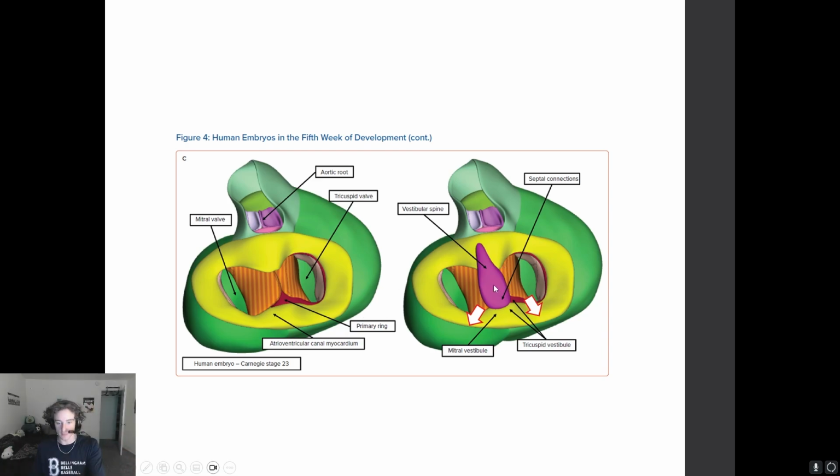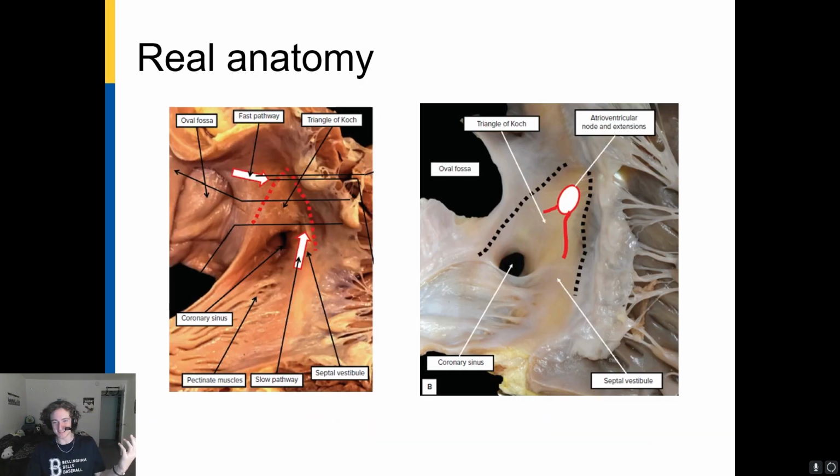If you have a pathway of cells coming from, here's the node, right? And then all of this turns into muscle, and you just have node and then muscle to the next node, that's going to be fast. I mean, it makes so much sense, right? You have atrioventricular canal tissue. Remember, a little orientation: here we have the vestibule, this area, the septal vestibule. So if it's overlaid with atrioventricular canal tissue, what does the atrioventricular canal do? It slows the signal. So if it's overlaid, it's going to be a slow pathway.